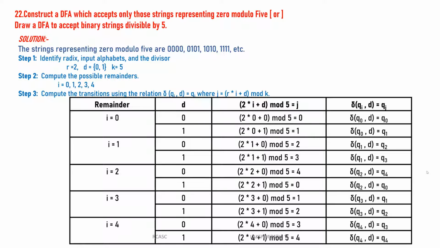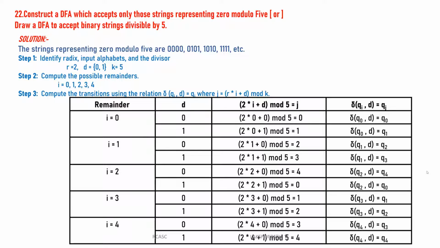Then once again, i is equal to 1, then d is equal to 1. 2 into 1 is 2, plus 1 is 3. Then 3 modulo 5 is 3 only. So Q1 of 1 is equal to Q3.